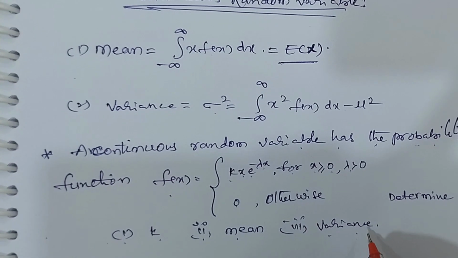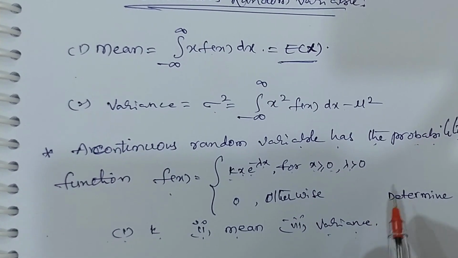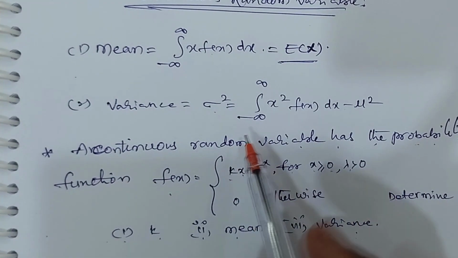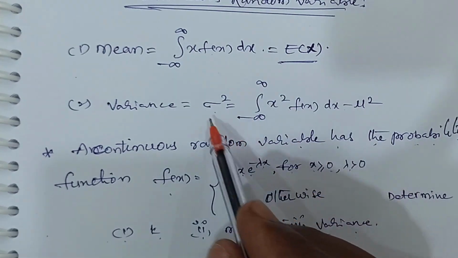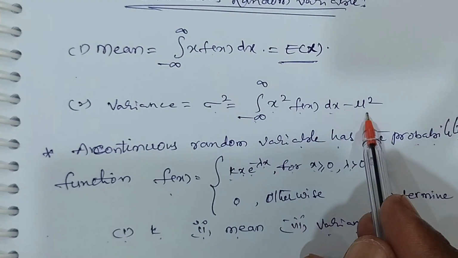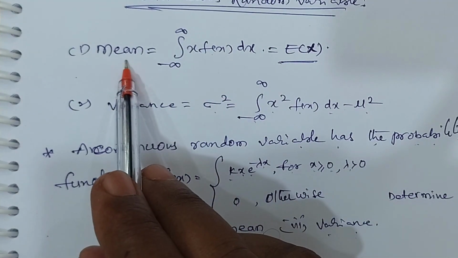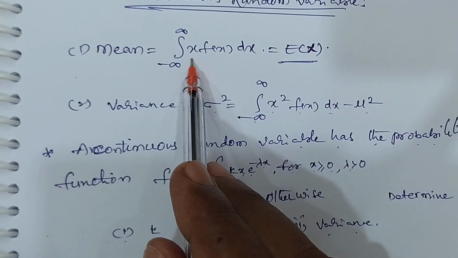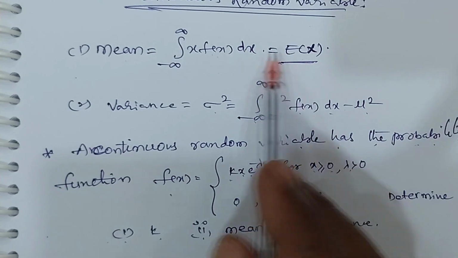We know that the variance for a continuous random variable, sigma square, is equal to the integration from minus infinity to infinity of x square f of x dx minus mu square, and the mean is equal to the integration from minus infinity to infinity of x into f of x dx. It is the mean.